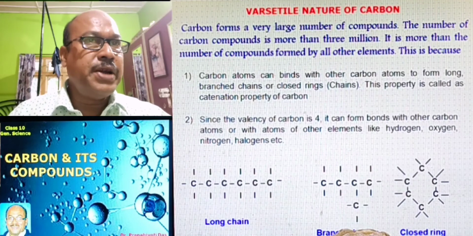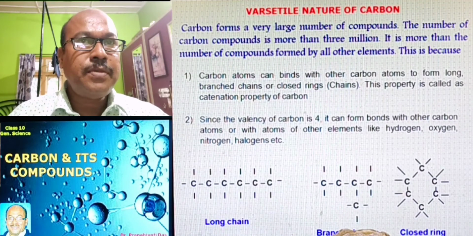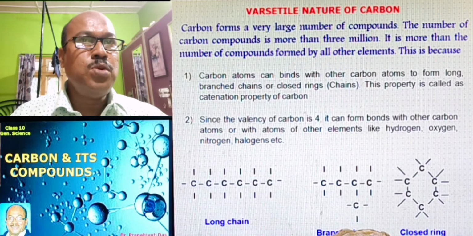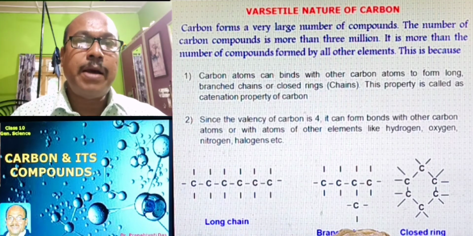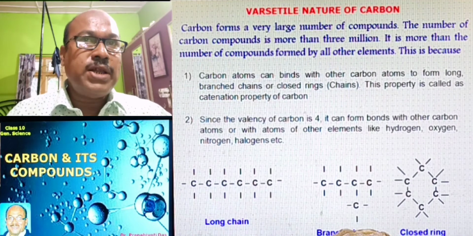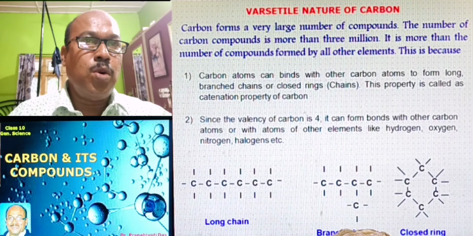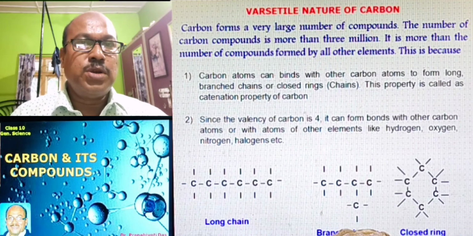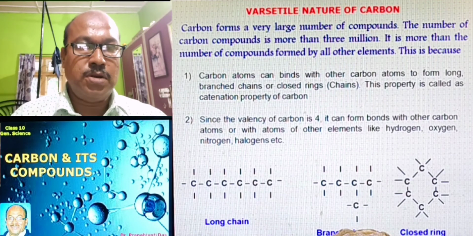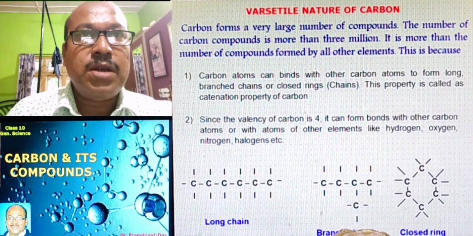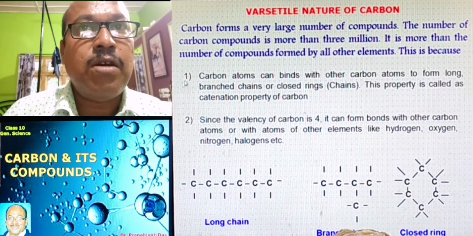Carbon forms a very large number of compounds. This is a special ability of carbon. The number of carbon compounds is more than 3 million. So you must just imagine the number. More than 3 million different types of compounds carbon atoms can form. It is more than the number of compounds formed by all other elements. So this is amazing. But the question is, how is this possible? Why is this possible? This is possible because of two versatile properties.